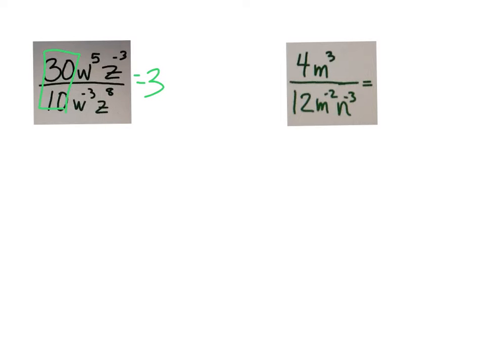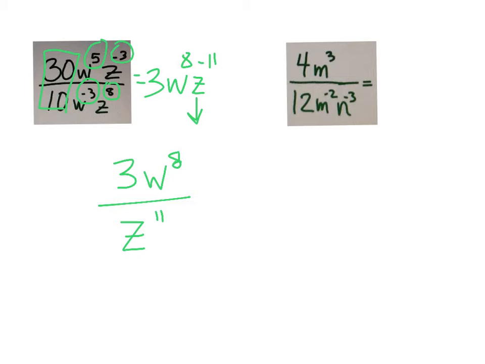And then we'll work with our powers. So we have 5th power, and then minus a negative 3, which becomes plus 3. So that's w to the 8th. And then for our z, it's negative 3 minus 8. Same sign, add and take the sign. 3 plus 8 gives us a negative 11. Can't have a final answer that has a negative exponent, so we send it to the bottom, giving us 3w to the 8th power over z to the 11th power.